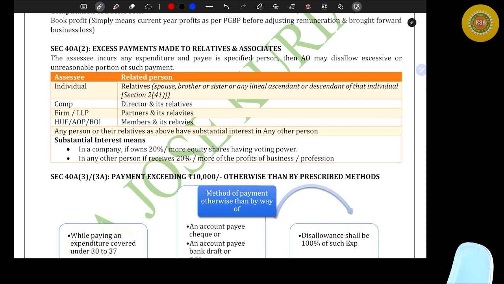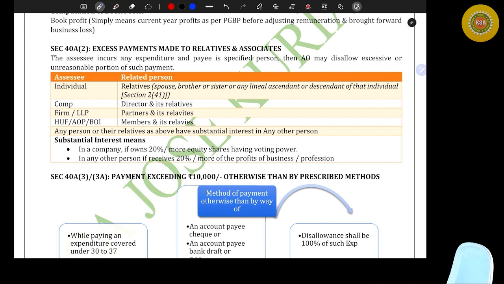Relatives. Relative means spouse, brother, sister, or any lineal ascendant or descendant of that individual. Who's an ascendant? Father, grandfather. Who's a descendant? Son or daughter or grandson or granddaughter. Ascendant or descendant. Now, what is next?